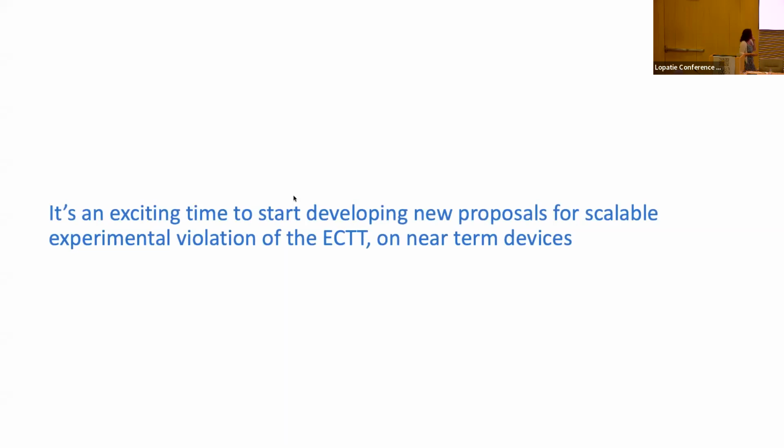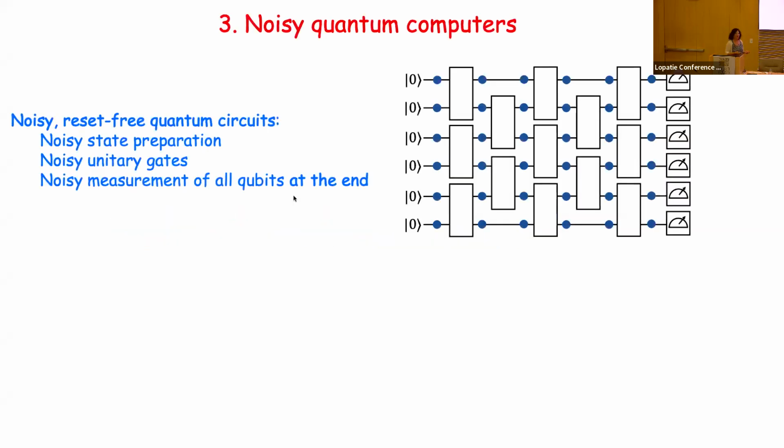Okay, so it's an exciting time. Concluding this result, I think it's an exciting time to search for a new proposal for scalable experimental violation of the extended Church-Turing thesis. Okay, so where can we search? Well, noisy quantum computers is what we have. So let's look at noisy quantum computers. And let's look at them a little bit more closely than we had before.